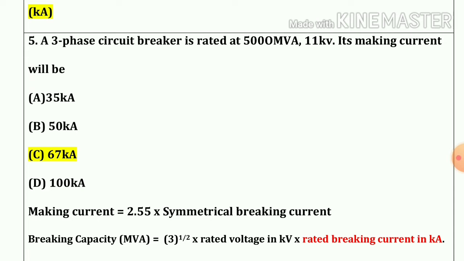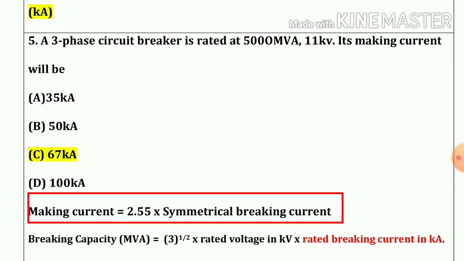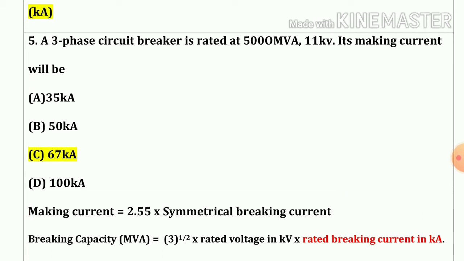We have one equation: breaking capacity in MVA is equal to √3 multiplied by rated voltage in kV multiplied by rated current in kA. Based on that we have to find the value of the current, and once we find it, we put it in the above equation, that means multiply by 2.55. Based on that we get the making current. So our answer is option C, 67 kA.